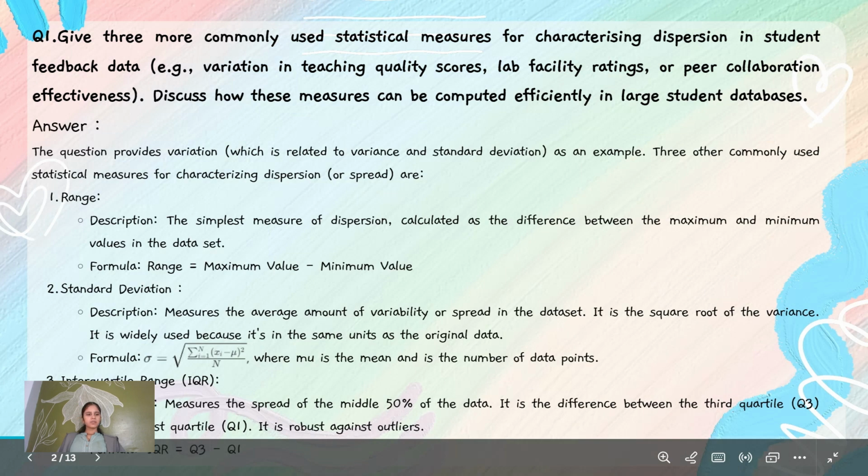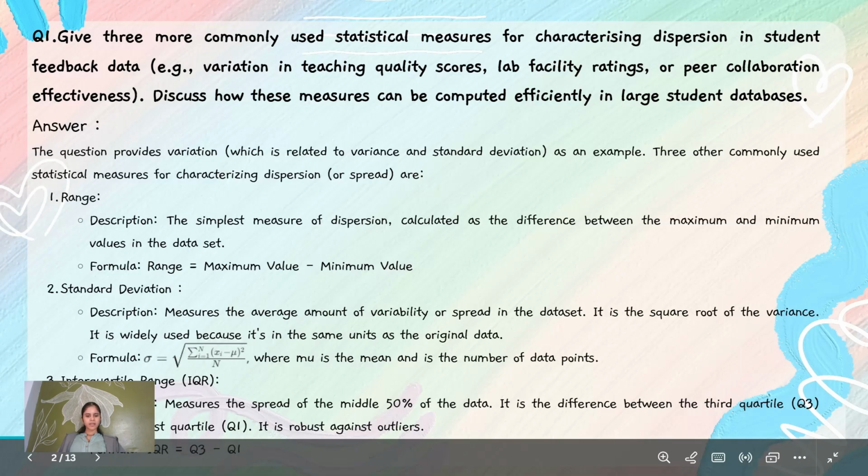Three other commonly used statistical measures for characterizing dispersion or spread are, first, range. Range is the simplest measure of dispersion, calculated as the difference between the maximum and minimum value in the dataset. Second is standard deviation. Standard deviation measures the average amount of variability or spread in the dataset. It is the square root of variance. It is widely used as it is in the same unit as the original data.